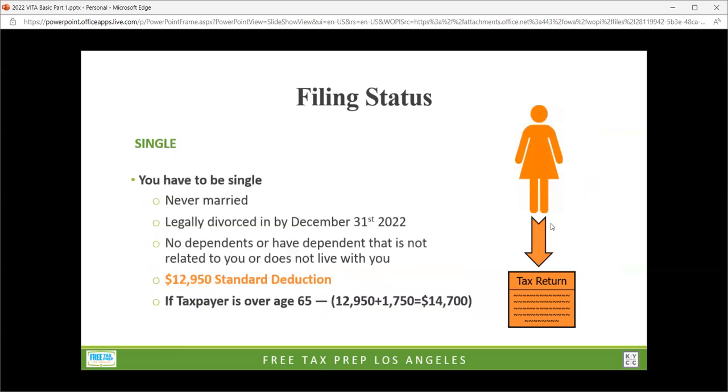For single, you have to be single, never married, or legally divorced by December 31st, 2022. No dependents, or have dependents that are not related to you or do not live with you. The standard deduction for this type of taxpayer is going to be $12,950. And if the taxpayer is over the age of 65, we're going to be adding $1,750.